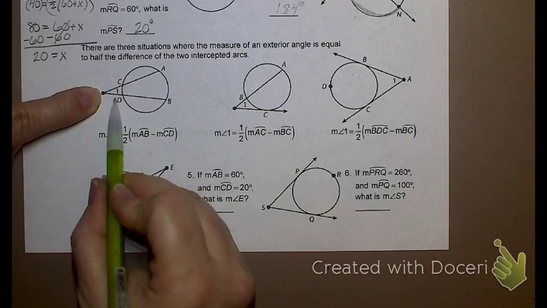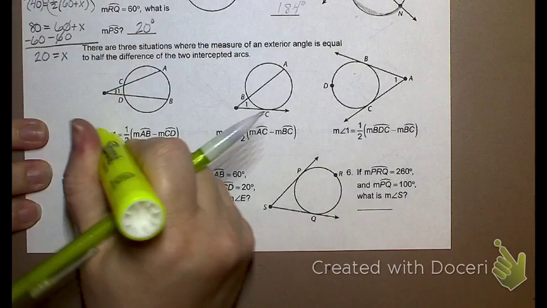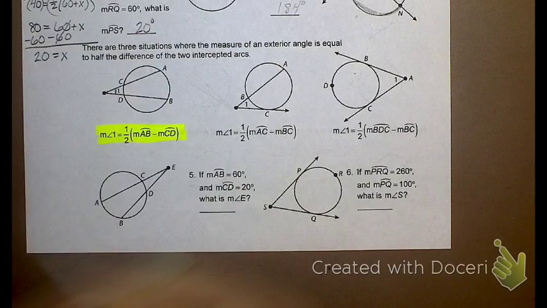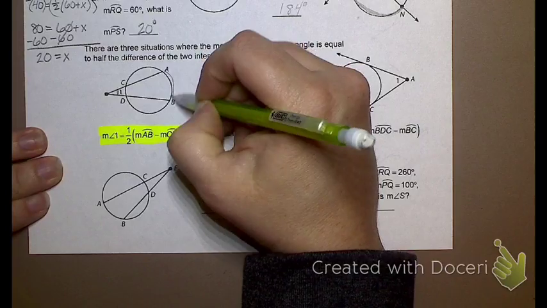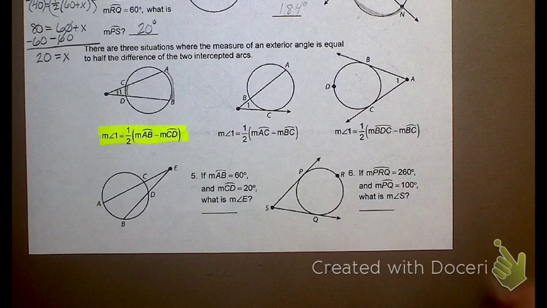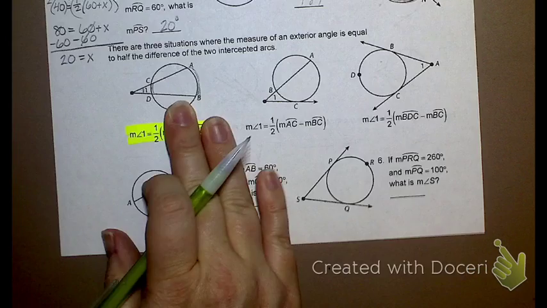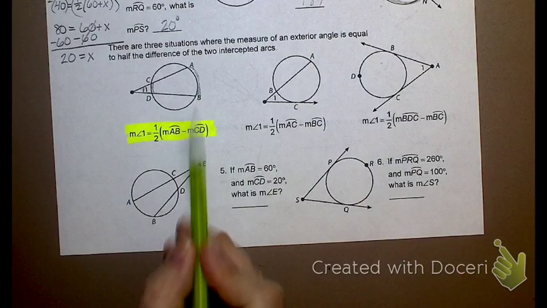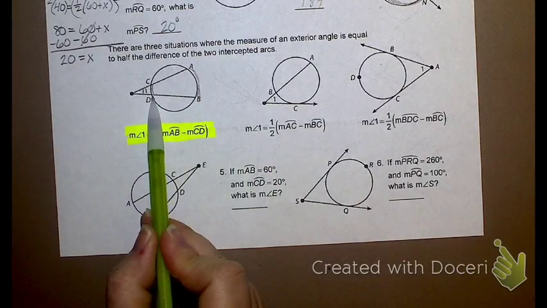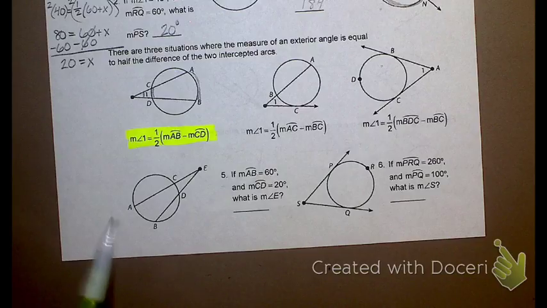So, if I have a picture like that, to find the measure of this angle, angle 1, you take 1/2 of the bigger arc minus the smaller arc. So not plus. Plus was if it intersected inside, but intersecting outside, it's 1/2 of the bigger arc minus the smaller arc. Does that make sense? To find an angle, it's 1/2 of the bigger arc minus the smaller arc.